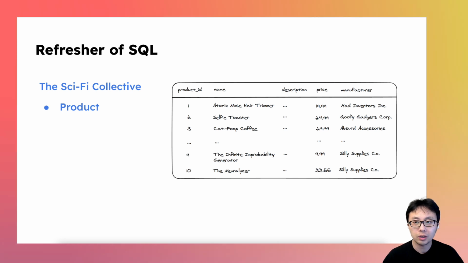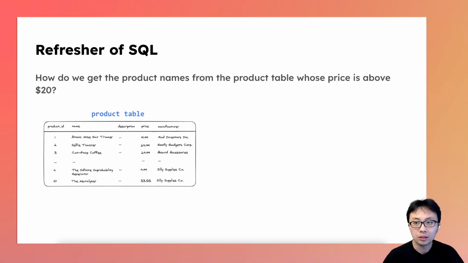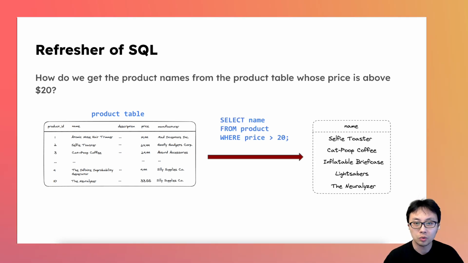We can ask a simple question that requires the help from a SQL query, like this. How do we get the names of the products that are sold at a price above $20? This query will help answer this question. Select name from product where price bigger than 20. Then it's going to be followed by a semicolon.